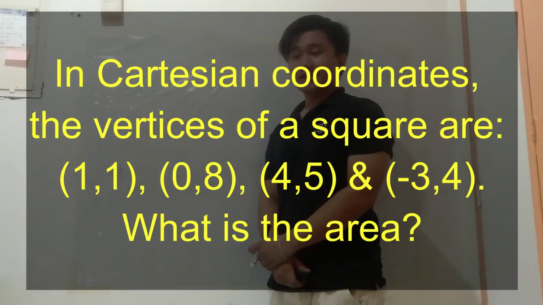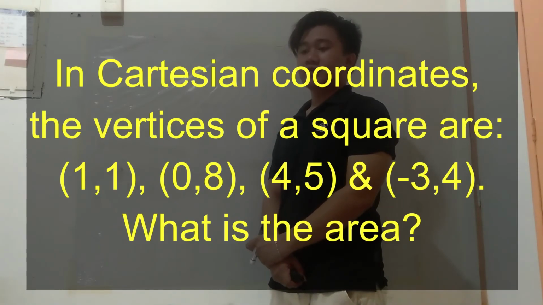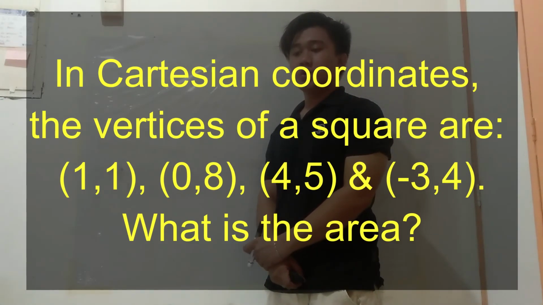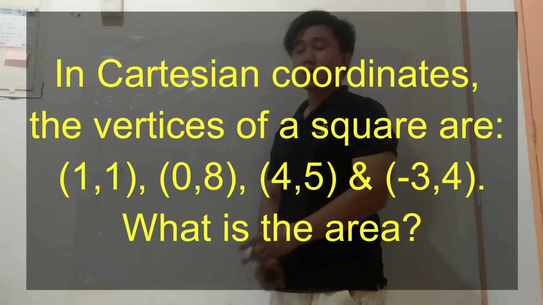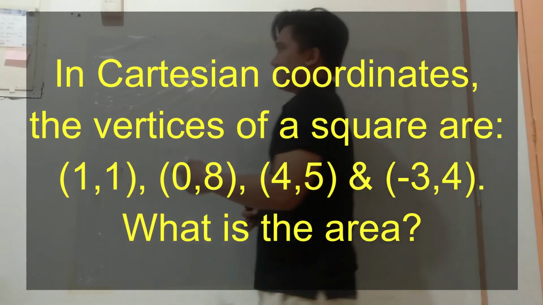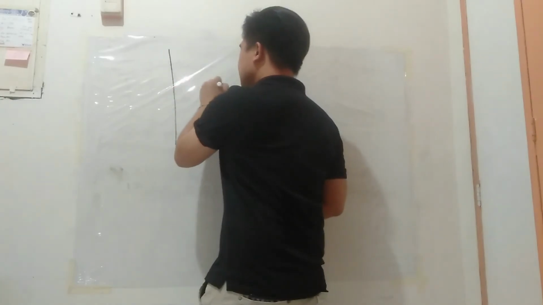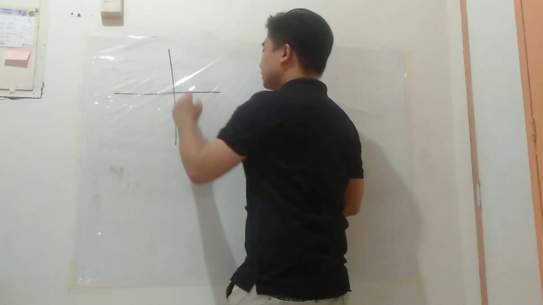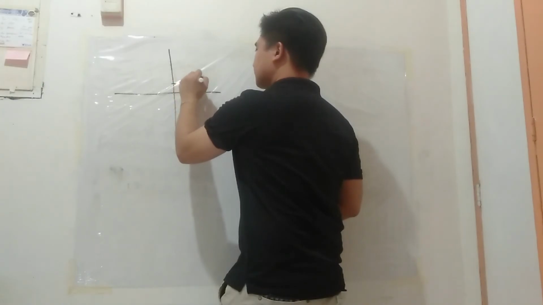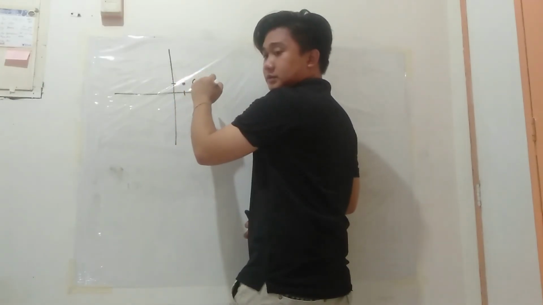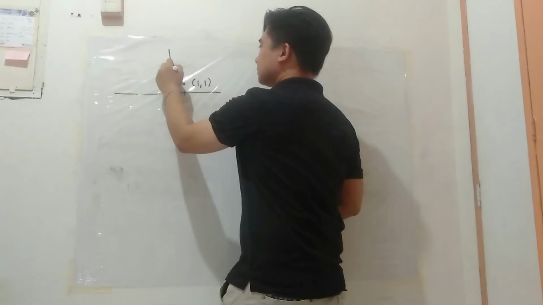Okay, so let us start with the first problem. In Cartesian coordinates, the vertices of a square are (1, 1), (0, 8), (4, 5), and (-3, 4). What is the area? So, i-plot muna po natin yung mga points. Meron daw tayo sa (1, 1). And then meron daw tayo sa (0, 8).